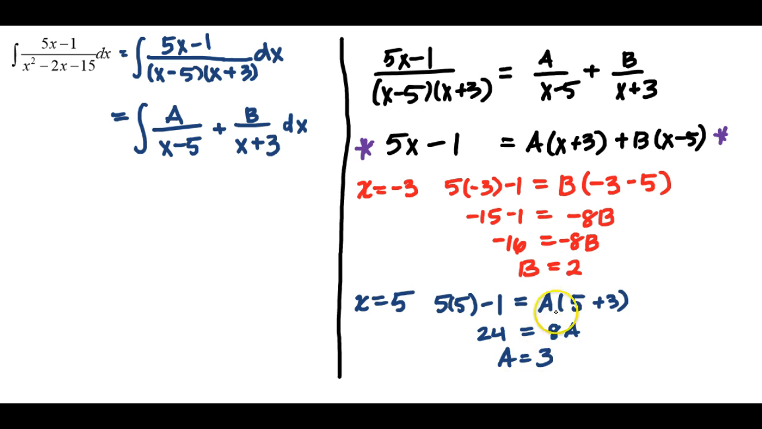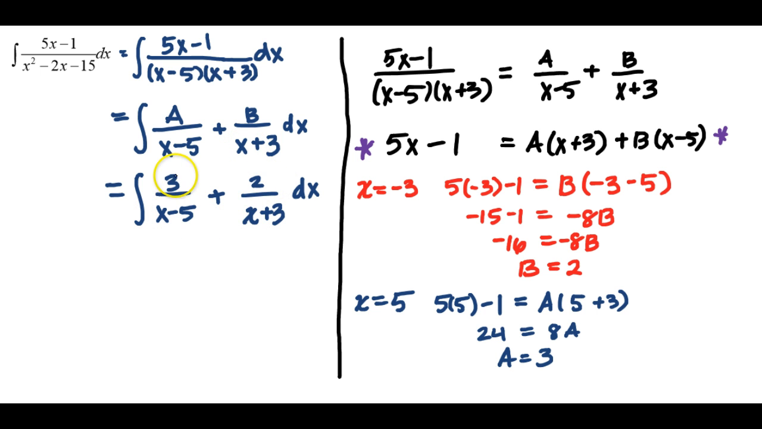We take those values of A and B and then make sure they stay above the proper linear term. A was above x - 5. So over here what I'm going to have is 3 over x - 5, and then plus B was 2, so 2 over x + 3 dx.